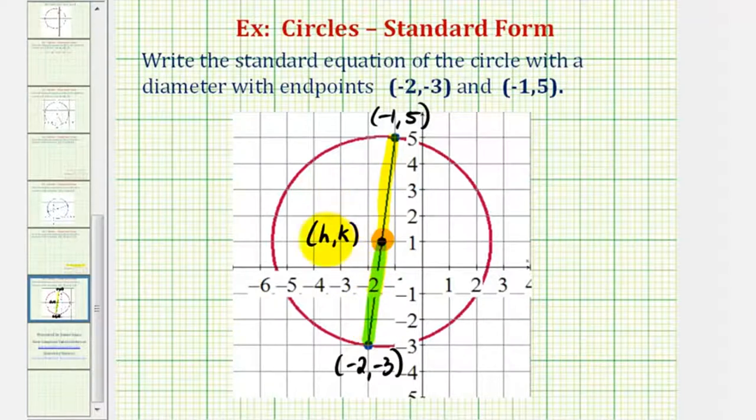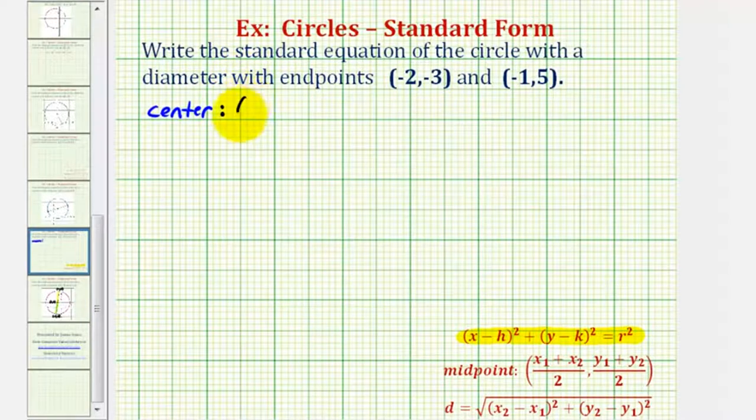So let's start by finding the center by determining our midpoint. Again, the center has coordinates h, k, which in this case would be the midpoint of the diameter. So let's go ahead and call these x sub 1, y sub 1, x sub 2, and y sub 2. So for the x coordinate, we would have negative 2 plus negative 1 divided by 2. And for the y coordinate, we would have negative 3 plus 5 divided by 2.